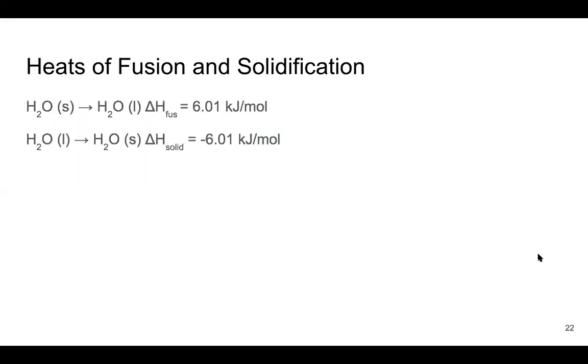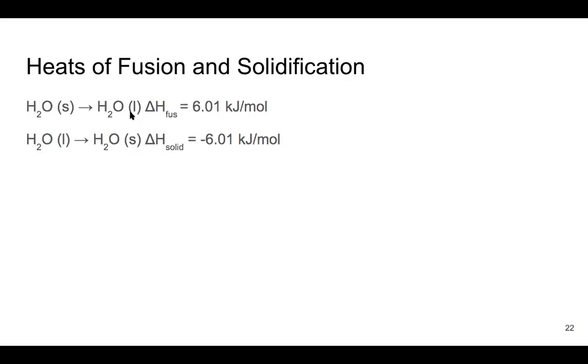And we can see that a little bit more here. So here we have the amount of heat needed to go from a solid to liquid water. So if you have an ice cube and you want to go to liquid water, the amount of heat needed is 6.01 kilojoules per mole. So that's how much energy or heat that solid water is going to need to gain to turn into a liquid.